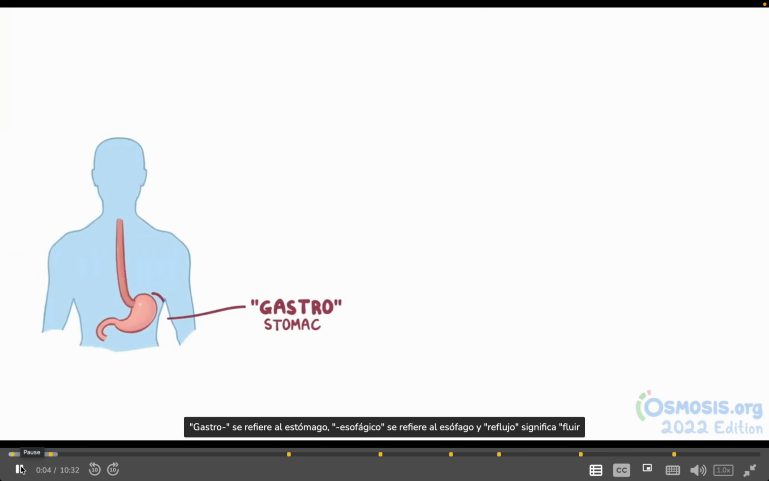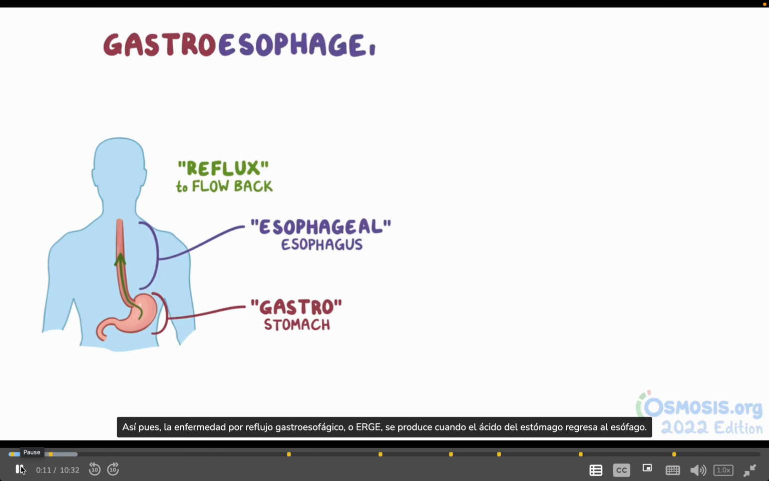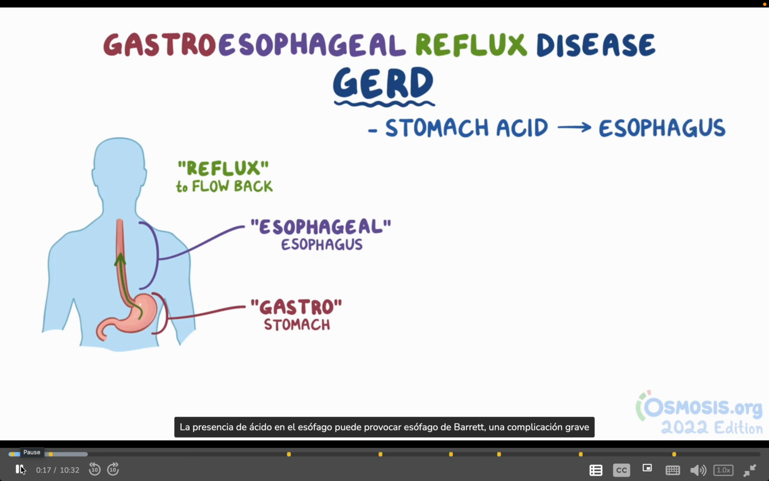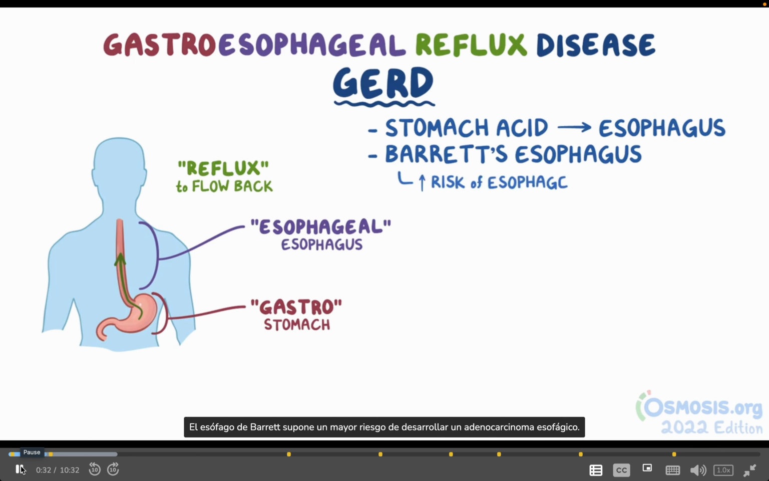Gastro refers to the stomach, esophageal stands for esophagus, and reflux means to flow back. So gastroesophageal reflux disease, or GERD, is when stomach acid flows back into the esophagus. The presence of acid in the esophagus can lead to Barrett's esophagus, a serious complication of GERD where the normal mucosa of the esophagus is replaced by one that's similar to that of the intestines. Barrett's esophagus poses a higher risk of developing esophageal adenocarcinoma.